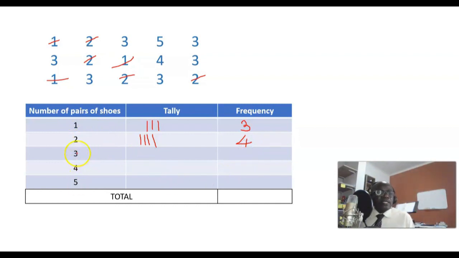And how many said they have three pairs of shoes? We'll count the number of times three occurs. One, two, three, four, five, six. So now, watch how I would draw the tally marks here. When drawing the tally marks, you need to know that you draw them in groups of fives. So the threes, we have counted how many threes? 1, 2, 3, 4, 5, 6. So we're going to draw the tally marks like this.